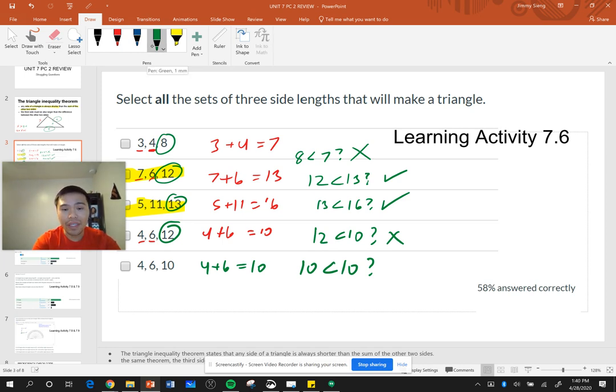It's actually equal to each other. So it should be 10 equal to each other. So therefore, that one's not true either. So it looks like we only have 2 of those 3 different shapes or sides that will give a triangle.